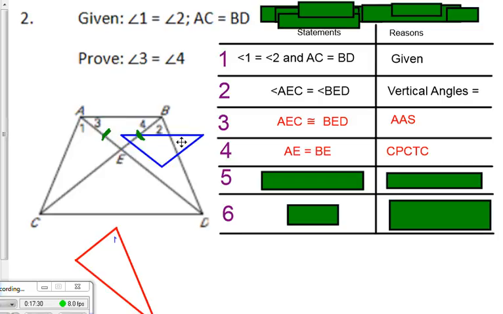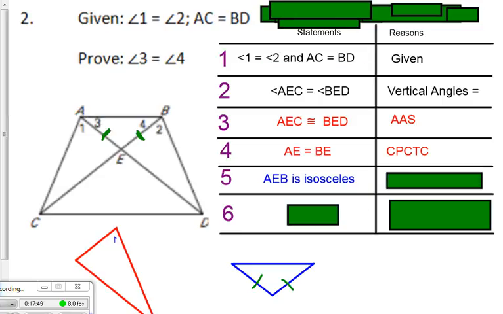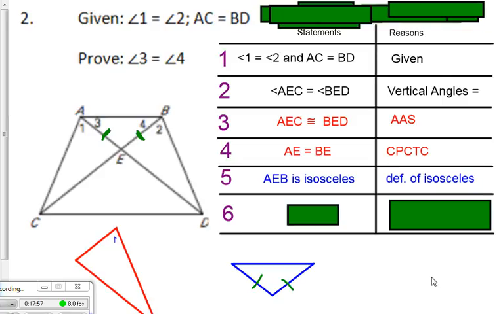Okay, I'm going to move it away. Notice when I have this triangle here that I made, this side is the same as this side. So when I move this down here, I can draw those in, say that this is congruent to this. I'm going to do it down here away from the figure to make it easier on us. So AEB, the new triangle that we just made, is an isosceles triangle. How do we know that? Well, that's the definition of isosceles.